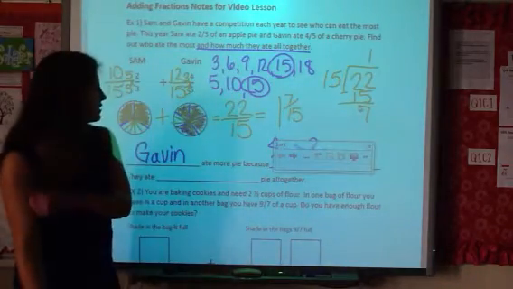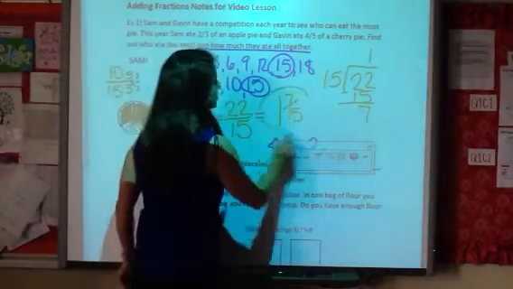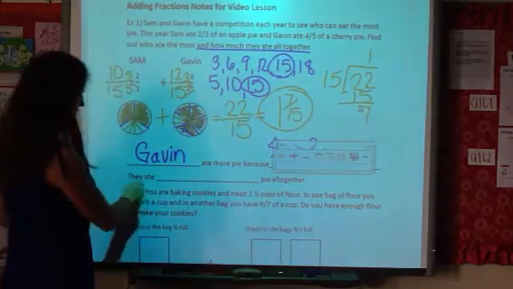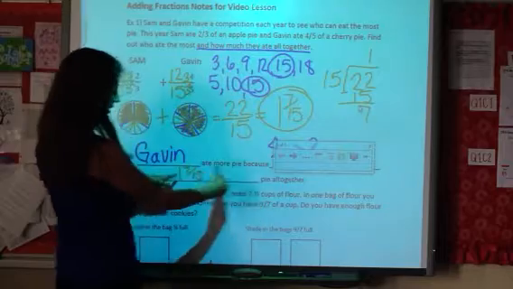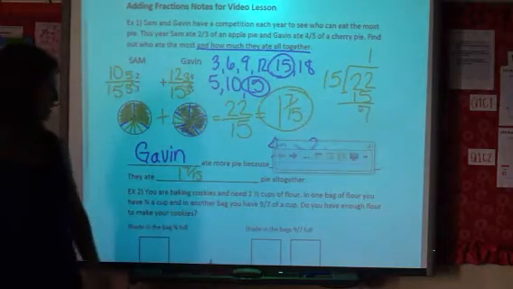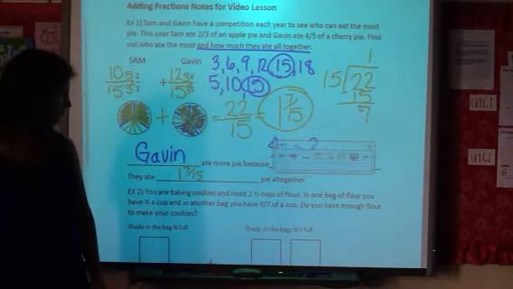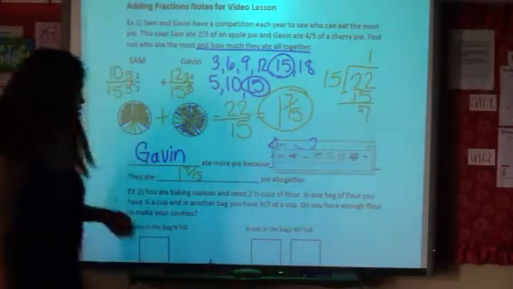Our pie's still cut into 15 pieces. So 1 and 7/15 is what they ate together. So they ate 1 and 7/15. I gave you a real big blank for that little fraction of pie all together. Good. All right. So there's adding fractions, example number 1.